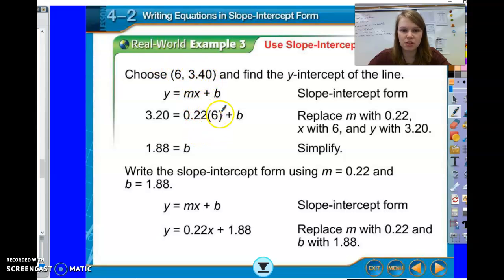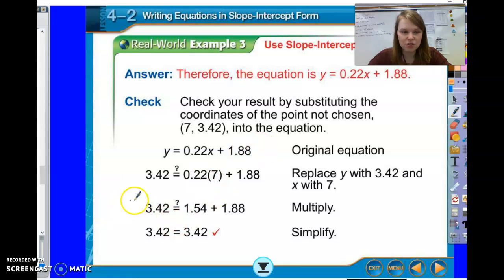It doesn't matter which one, so they chose an x and a y value. It doesn't matter which point you choose, but it's very important you don't choose the x from one point and then the y value from the other point. You have to stick with one point and use the x and y for both. Once we plug that in, the x value, the slope, the y value, and solve for b, they got this, and then we can write our equation.